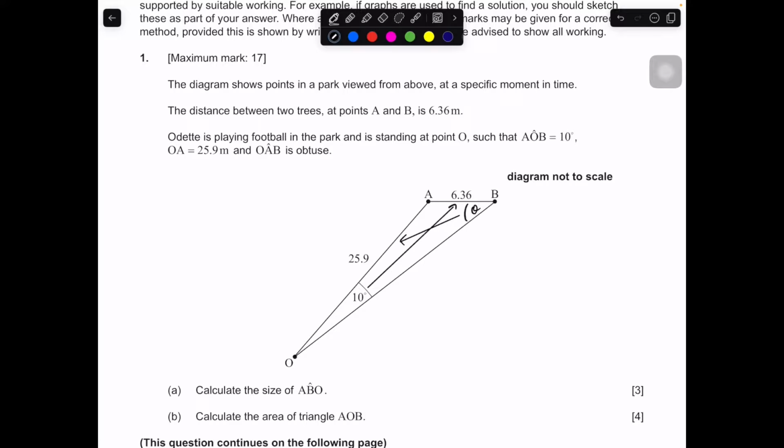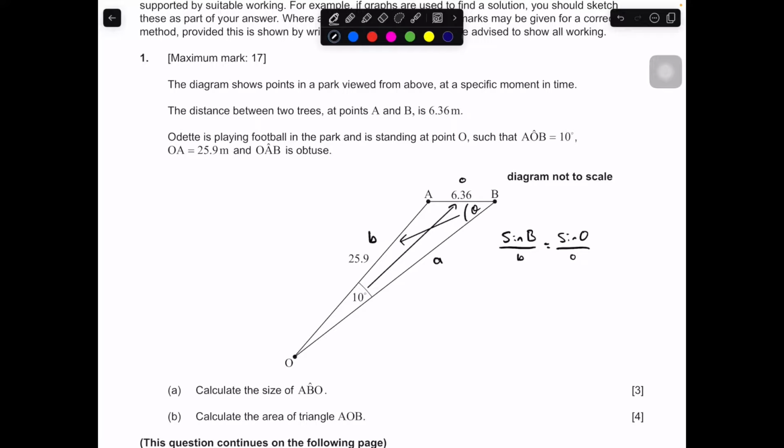Alright, let's go ahead and label our side lengths. This isn't entirely necessary, but it's good practice. So this would be A, and this would be B, and then this would be O. Sine rule is in the formula booklet, but I'll write it here. So we have sine B over B, and we're going to have sine O over O.